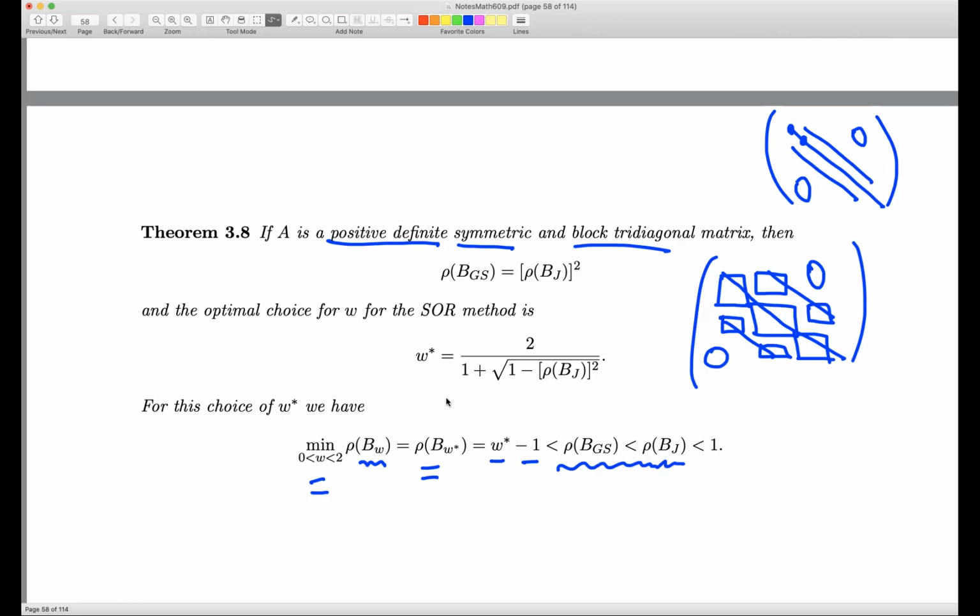Now, how does one compute this omega star? There is a formula for this omega star, and the omega star is equal to 2 divided by 1 plus the square root of 1 minus the spectral radius of the Jacobi matrix squared, which is the spectral radius of the Gauss-Seidel matrix.